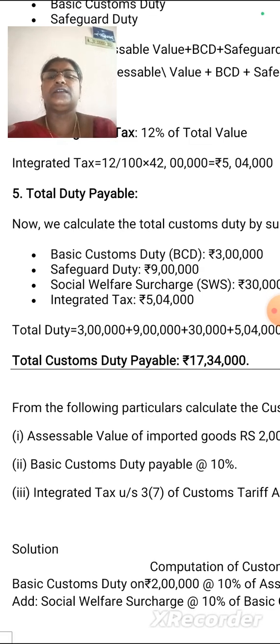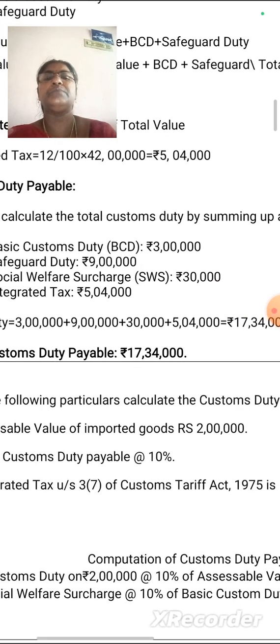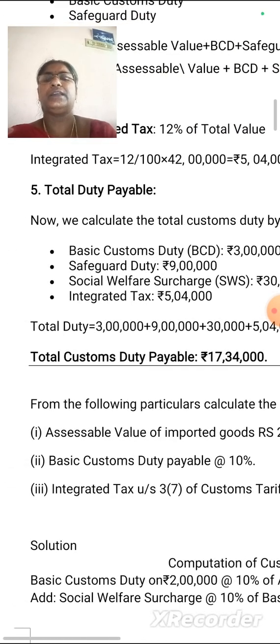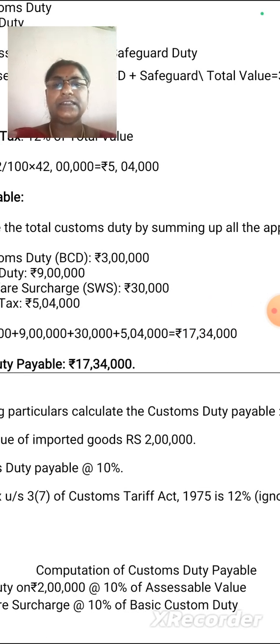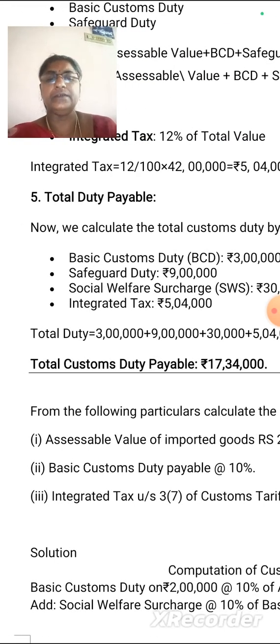Now we calculate the total customs duty by summing up all the applicable duties. What are the amounts? Basic customs duty has already been calculated as 3 lakh, from 30 lakh at 10 percent. Safeguard duty is 9 lakh, social welfare surcharge is 30,000, and integrated tax is 5 lakh 4,000. So what is the total duty here? 17 lakh 34,000 is the total duty. The person is paying customs duty of 17 lakh 34,000.